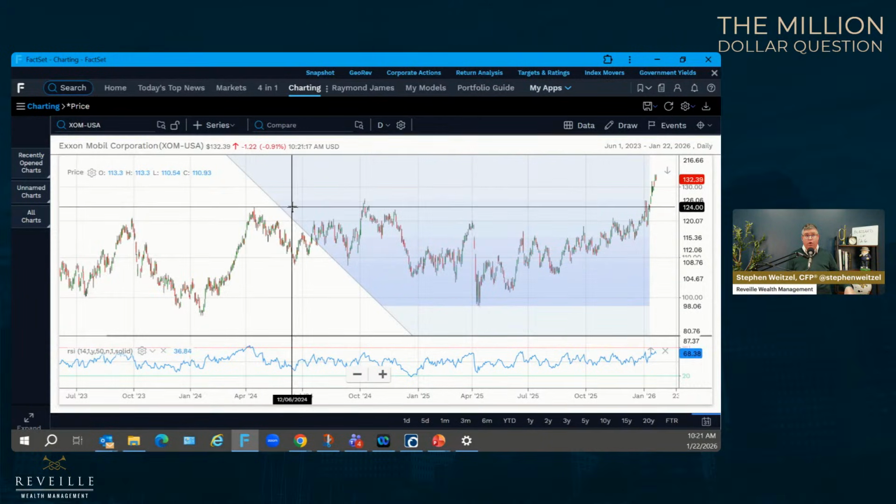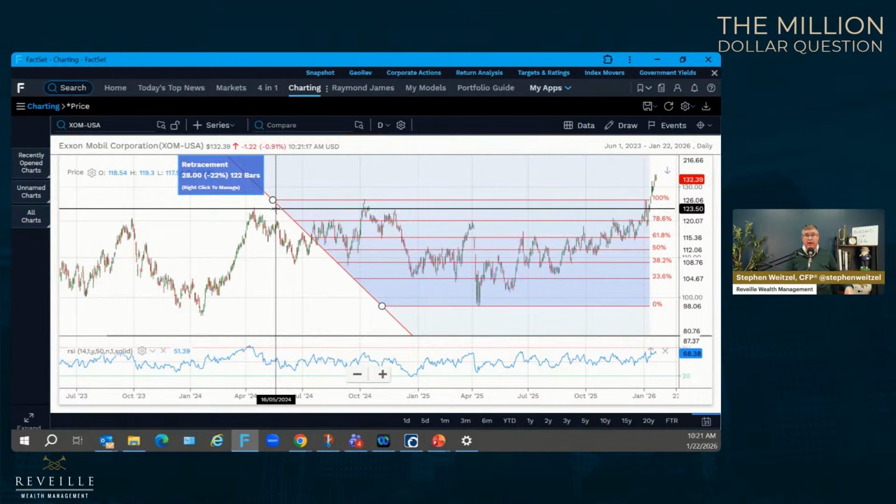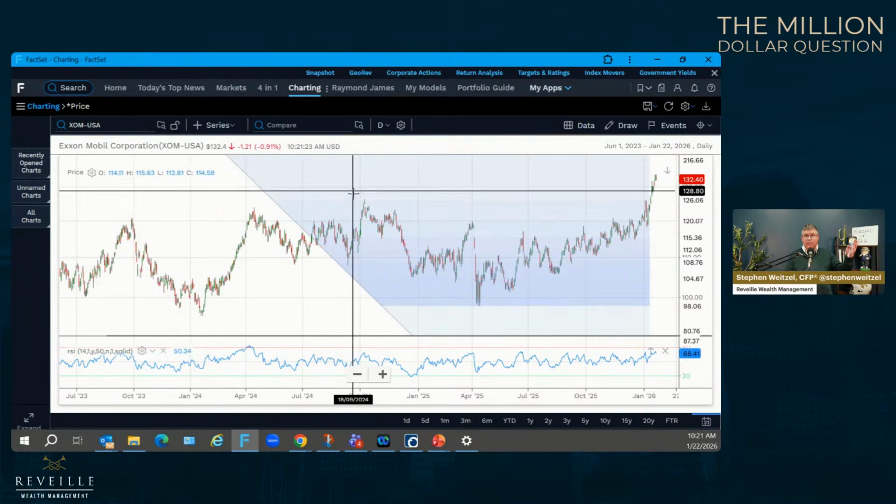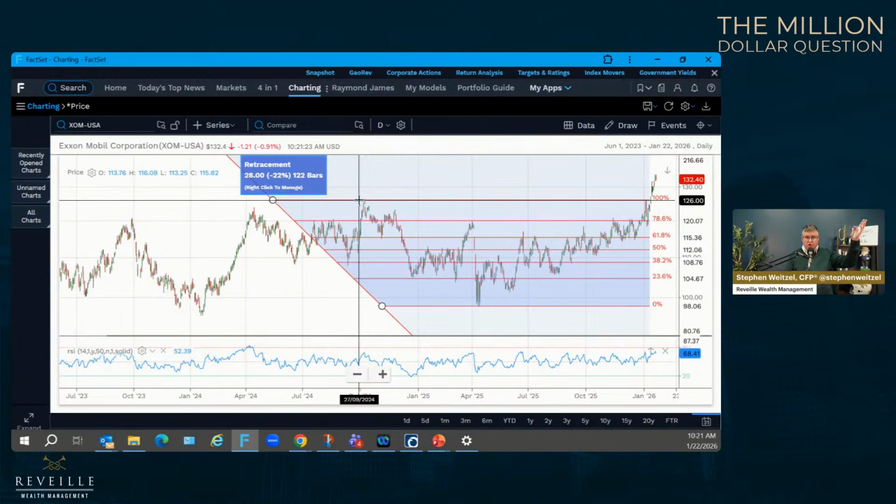Just as these former highs acted as resistance until you can take them out. And then when you start to eclipse those former highs, now we're into uncharted territory for a name like Exxon, right? This is not a recommendation to buy Exxon, although we do like the value cohort right now.